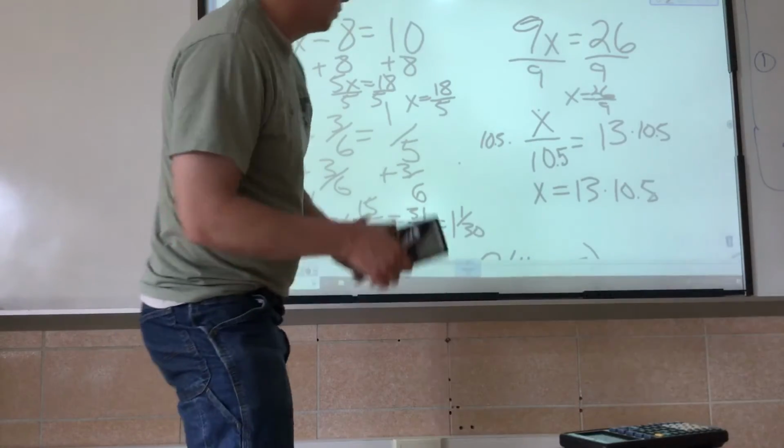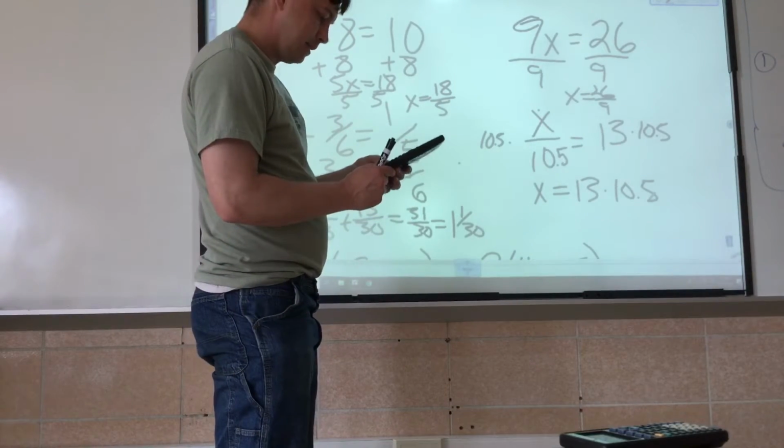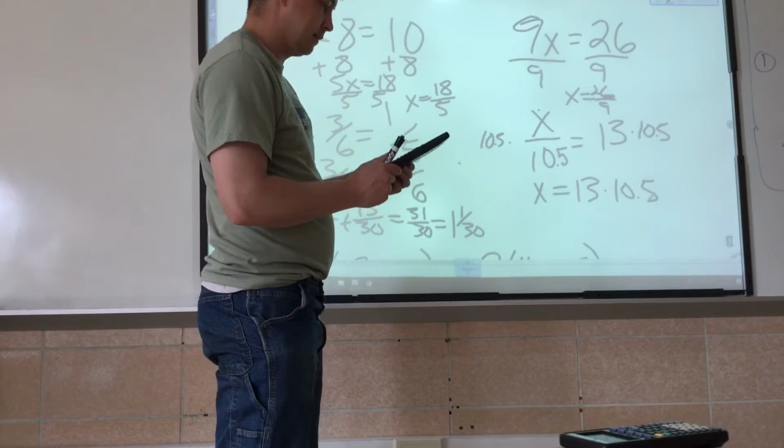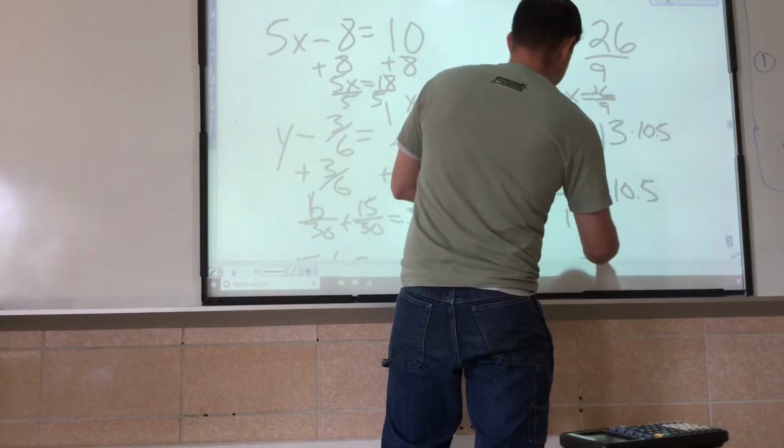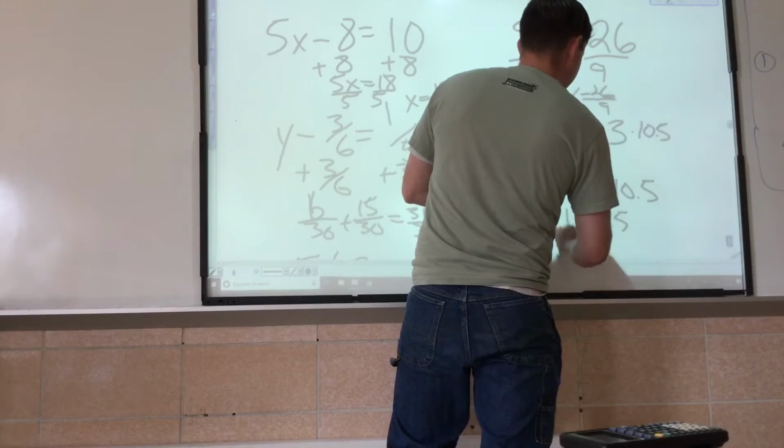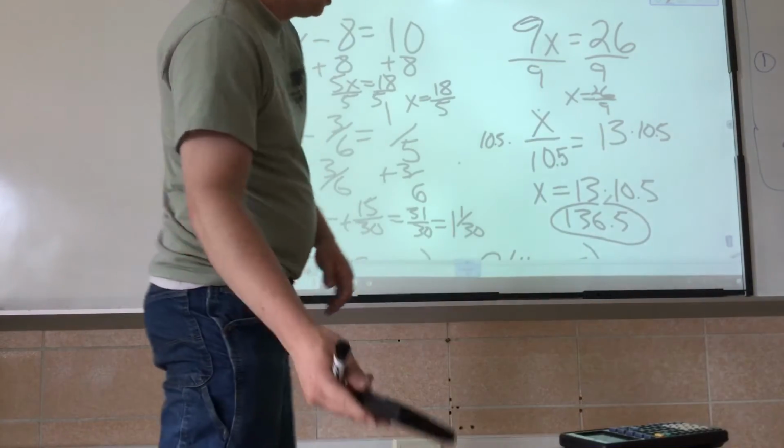I can even do that real quick. 13 times 10.5 is going to give me 136.5, and that would be what x equals.